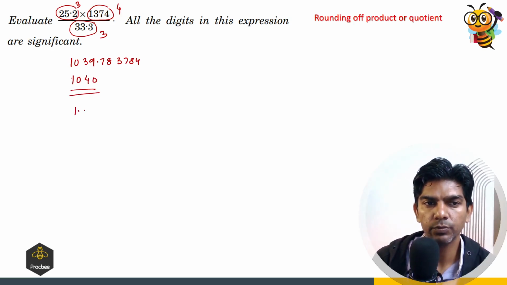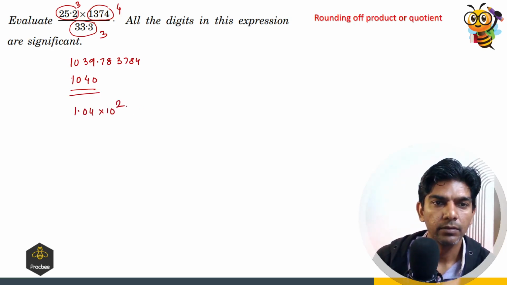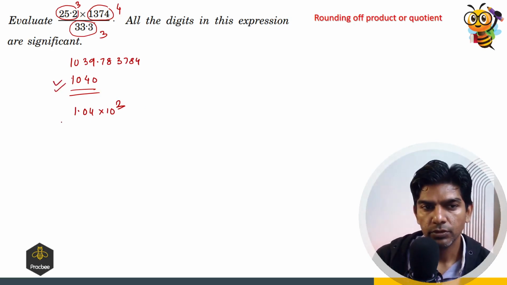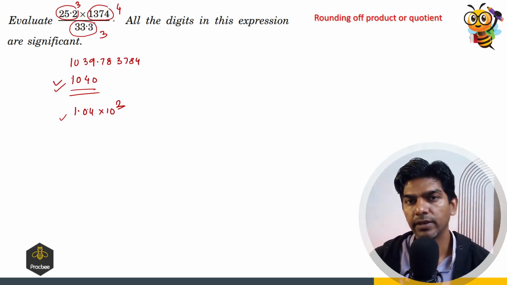Or we can write this as 1.04 times 10 raised to power 3. So either you can write it as 1040 or you can write it as 1.04 times 10 raised to power 3.